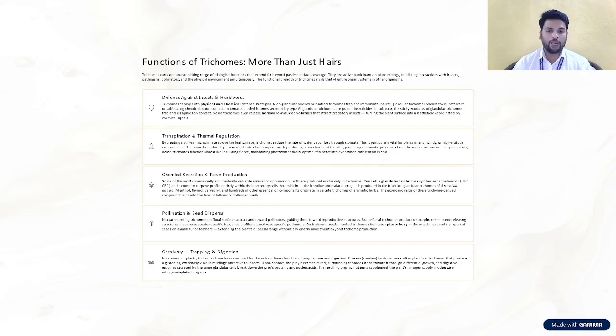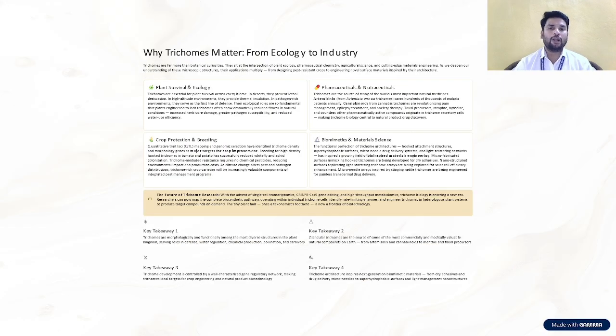Then carnivory, trapping and digestion. In carnivorous plants, trichomes have been co-opted for an extraordinary function, prey capture and digestion. Drosera sundew tentacles are stalked glandular trichomes that produce a glistening, extremely viscous mucilage attractive to insects. Upon contact of the insect, the attached insect becomes mired and the surrounding tentacles bend toward it, and digestive enzymes kill the insect.